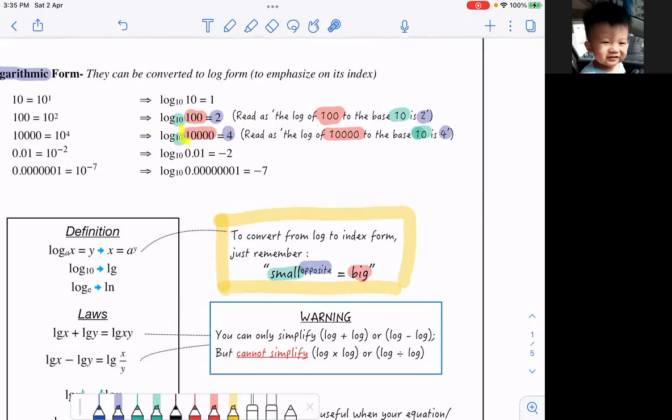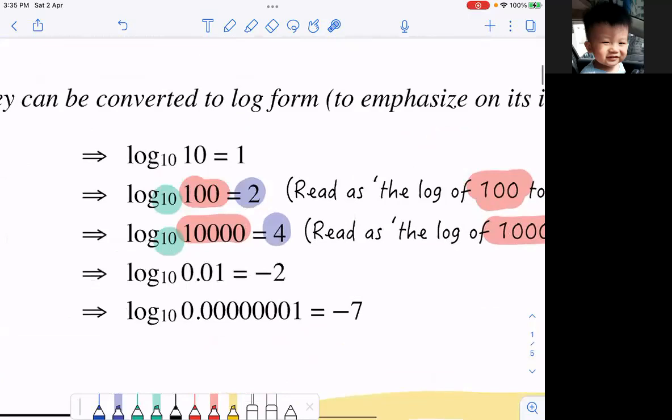Can you see, every time you see something in log form, you just need to recite small to the opposite is big. You got quite safe already. I know some of you might be a bit lost. Try your best, okay? I say again, I use this example. Here, this is small. You must see it's a smaller size, right? The 10, the base, is always written smaller. So small to the opposite.